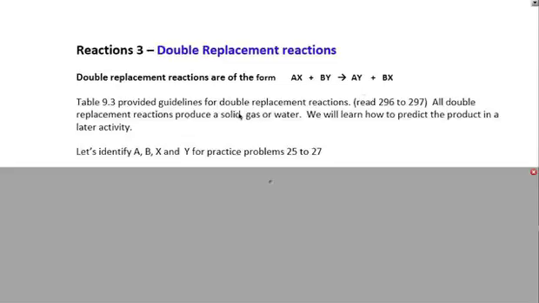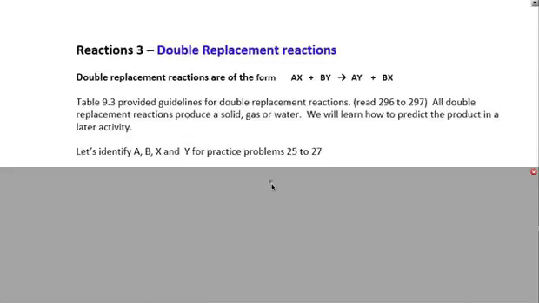In the textbook, they do a nice job of explaining these, and all these reactions produce some type of solid, gas, or water. And in the next unit, we're going to learn how to predict what happens in the reaction. But for right now, we're just making sure we understand the form of a double replacement reaction. So for starters, we're just going to identify the different A, B, X, and Y for the practice problems. So go ahead and turn to page 297.